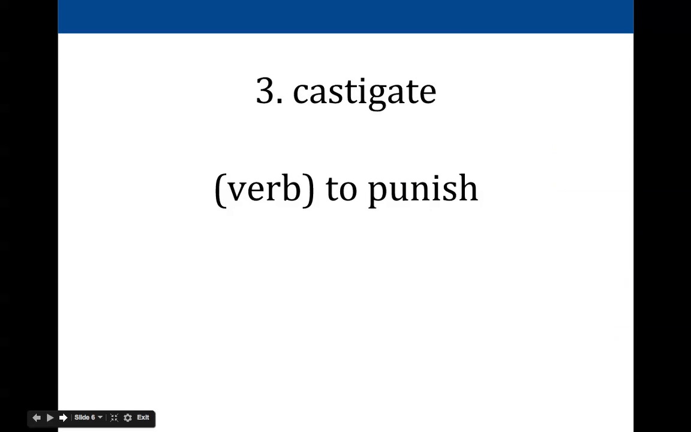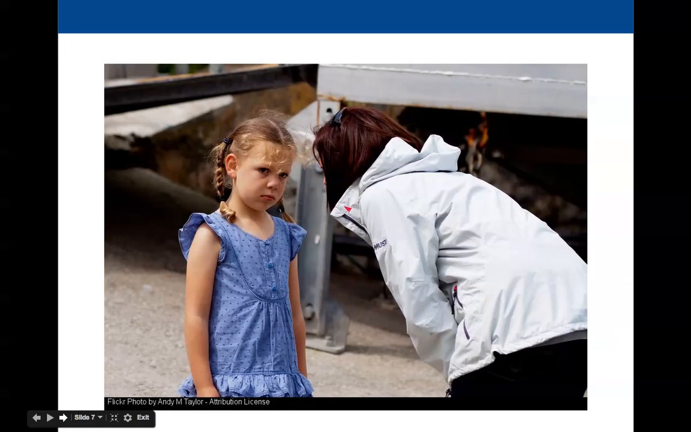Third word is castigate, and castigate is a verb, and it means to punish. So whenever you're punishing someone, you could say that you are castigating them. I have a picture here of a young child, clearly not happy because her mother seems to be giving her a little lecture. She's getting punished, she's being castigated for some behavior that was not okay.